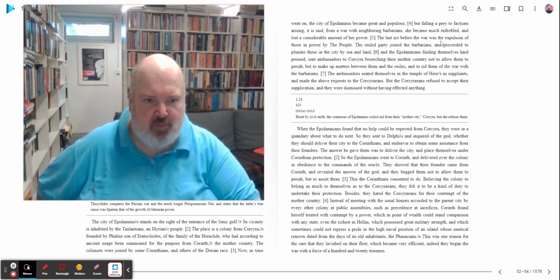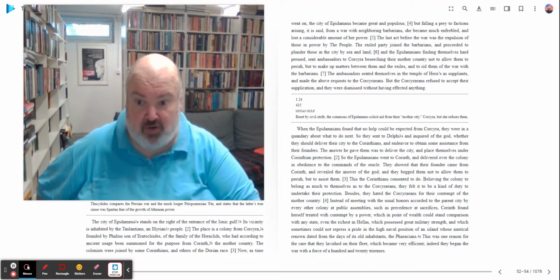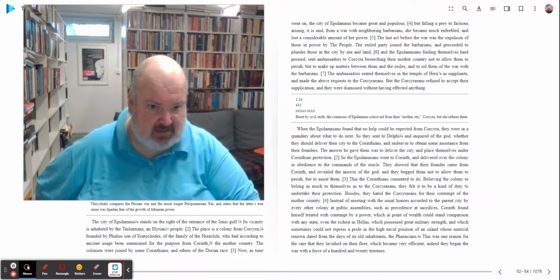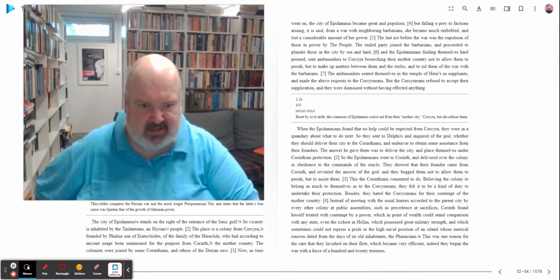The last act before the war was the expulsion of those in power by the people. So the people took over Epidamnos, and they expelled the nobles. The exile party joined with the barbarians and proceeded to plunder those in the city by land and sea.